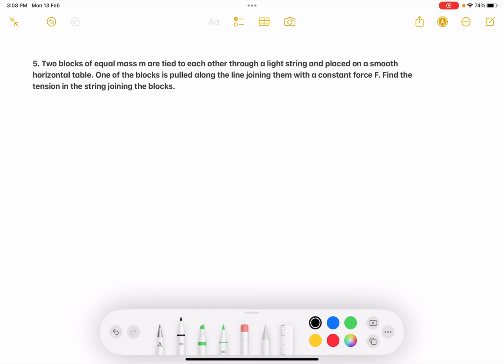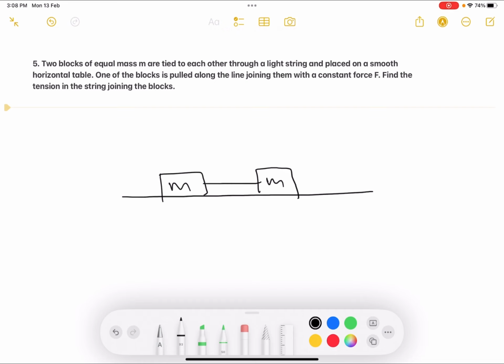Now moving on to the next question, the fifth question. Two blocks of equal mass m are tied to each other through a light string and placed on a smooth horizontal table. So two blocks of mass m are connected by a very light string and placed on a smooth horizontal table. That means there is no friction here because we have a smooth table.